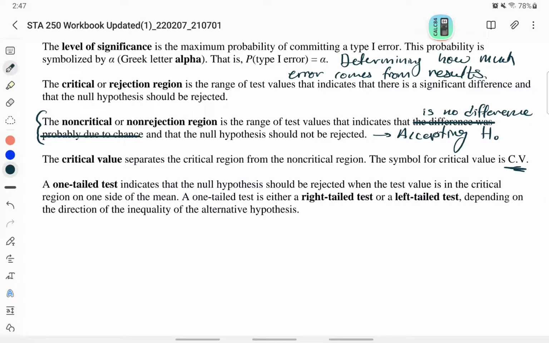Now, we have what is called a one-tail test. A one-tail test indicates that the null hypothesis should be rejected when the test value is in the critical region on one side of the mean. A one-tail test is either a right-tail test or a left-tail test, depending on the direction of the inequality of the alternative hypothesis. Now, I'm going to show you what it looks like when you have a one-tail test, whether it's a right-tail test or a left-tail test.